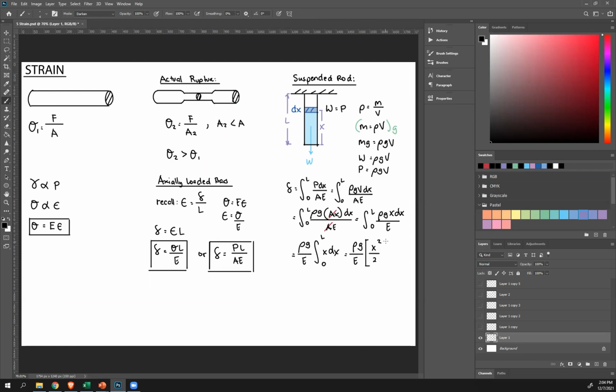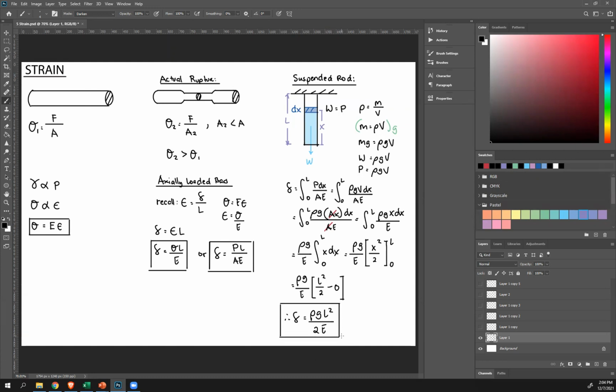And then just sub in 0 and L. So subbing L first, you'll have rho g over E times L squared over 2, and then minus 0, 0 squared over 2. So therefore, you can say deformation is simply rho g L squared over 2E. So that's one of the equations, okay?